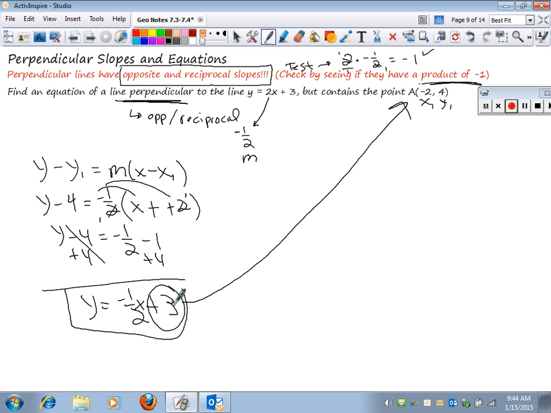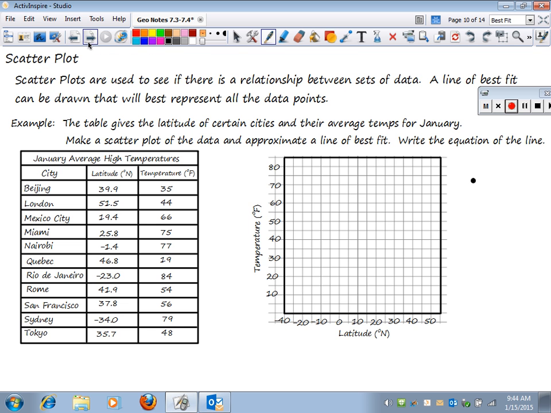Last one is a scatter plot. So let's look at the scatter plots. We're going to kind of move quick on this one because we're running low on time. So, scatter plot is when you see if there's a relationship between sets of data. We want to see if there's a relationship between the latitude and the temperature for certain cities around the world. Is there a relationship between where its latitude is and what the temperature is? So let's look at it.